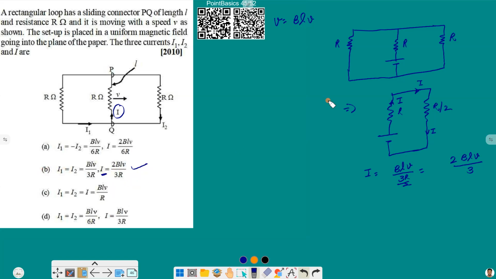Now coming to these two parts, I1 and I2. Suppose this is I1 and this is I2. This I will be shared equally between I1 and I2, as both of the resistances are equal, so I1 will be half of I. So I1 is half of 2BLV by 3, so BLV by, okay, we forgot R here, so it will be 3R. So again option B matches. Let's move to the next one.